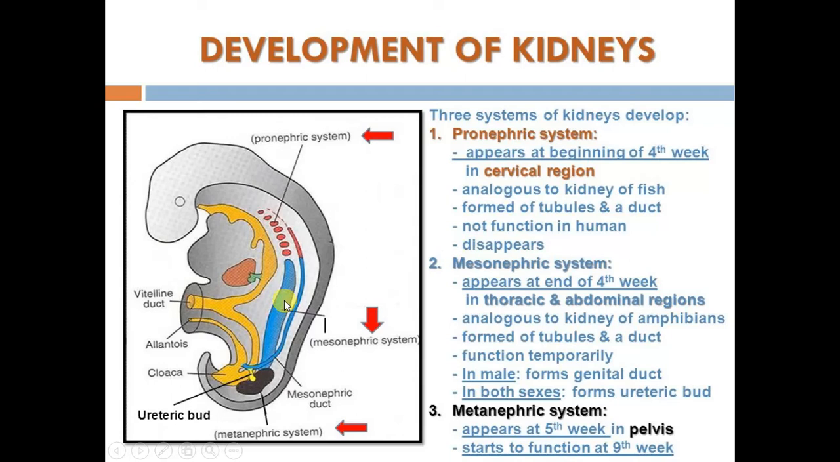Second is the mesodermal part, the mesonephric part, the intermediate, the middle one, the mesonephric system. It appears at the end of the 4th week, while the pronephric system is disappearing. At that time, the mesonephric system starts developing, and it develops below the pronephric system. So it will be in the thoracic and the abdominal region. Mesonephros.